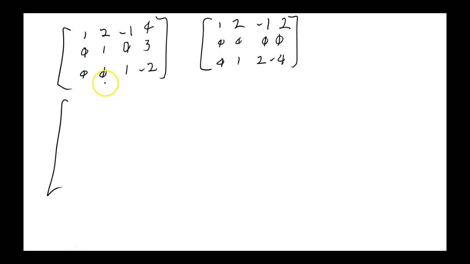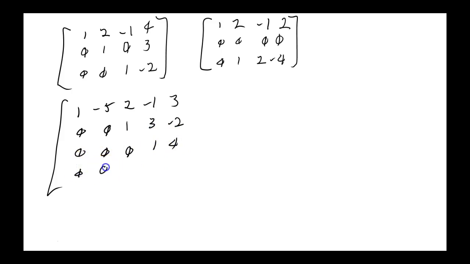These are fun to write, aren't they? 1, -5, 2, -1, 3. 0, 0, 1, 3, -2. 0, 0, 0, 1, 4. Fourth row, 0, 0, 0, 0, 1. All right. First question, is it in row echelon form?